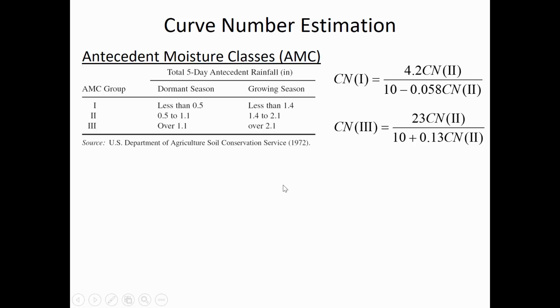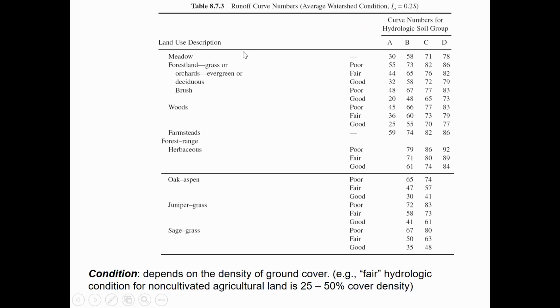But how the soil behaves can be affected by whether it rained yesterday and whether it rained the day before that. Antecedent moisture condition, or antecedent moisture class, is a way of accounting for and making adjustments to a curve number depending on whether it was very dry or very wet in the past. These curve numbers are in category 2, which is kind of in the middle, assuming that it hasn't been unusually wet and it hasn't been unusually dry.